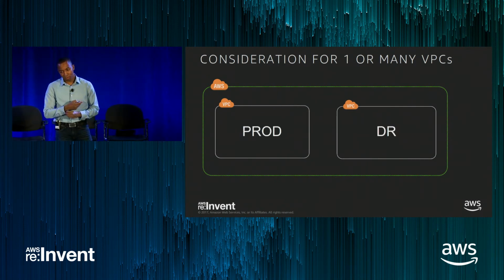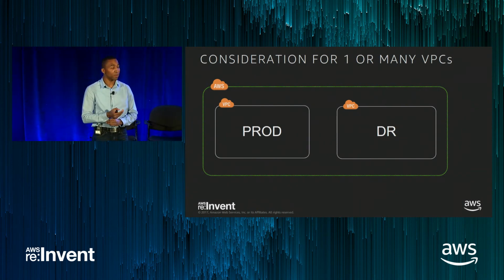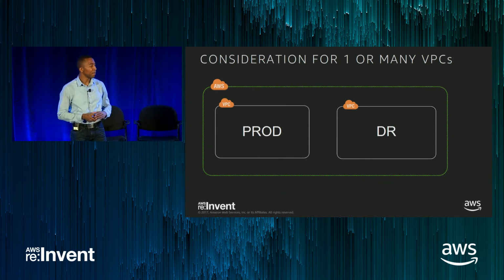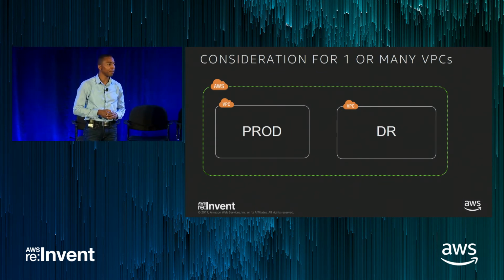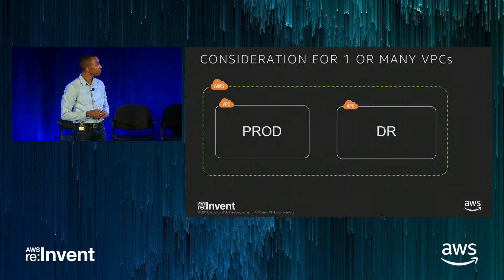A very important reason to have a demarcation between VPCs and accounts is production and DR. My DR should never be within the same VPC as my production environment, because ideally that's in the same region. So if something happens in that region, my entire environment is down.